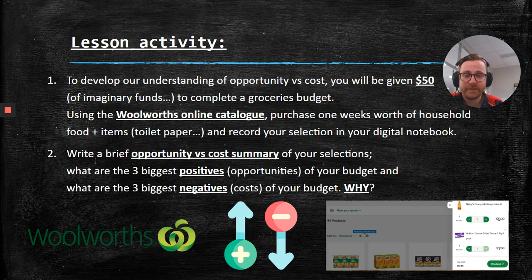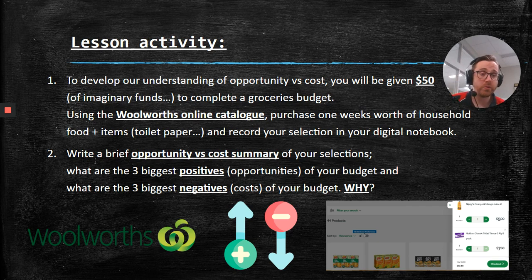Using the Woolworths online catalog, challenge yourself to buy one week's worth of household items, so food, toilet paper, soap, etc., and then record your selection in your digital notebook. So write a brief opportunity cost summary of your selections. What are the 3 biggest opportunities of your budget? And what are the 3 biggest negatives of your budget?